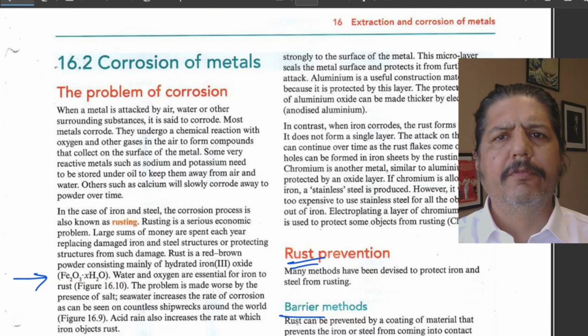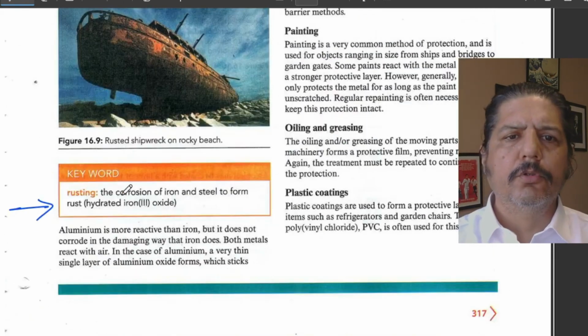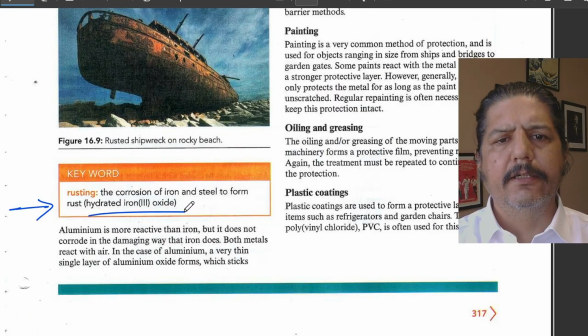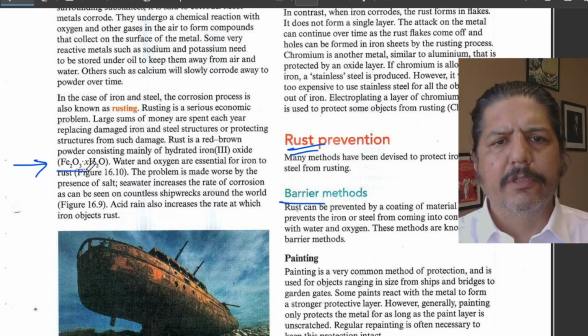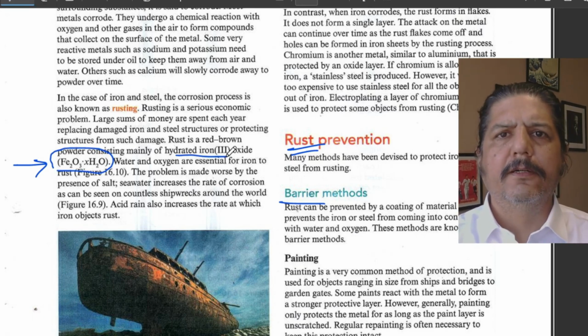Before I start, I'll just briefly take you through the topic. So basically, it's rust prevention. You should know the formula for rust. It is hydrated iron(III) oxide. If you look at your textbook, they will have mentioned a formula like this. It's good practice to know the formula of rust.